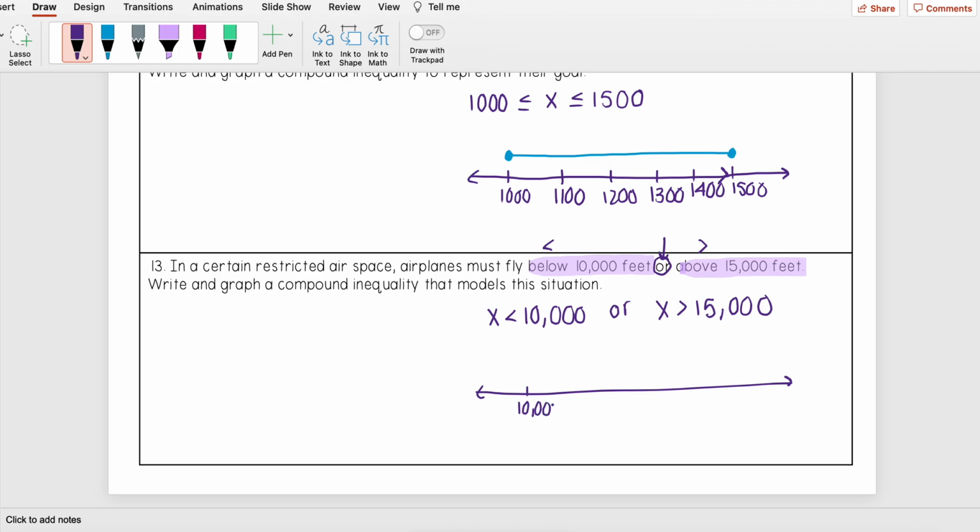So to graph that, go ahead and go up by 1,000s. These are strictly less than and greater than, so they're going to be open circles. To graph x is less than 10,000, it's going that way and that way. Since this is an or, they're pointing away from each other.